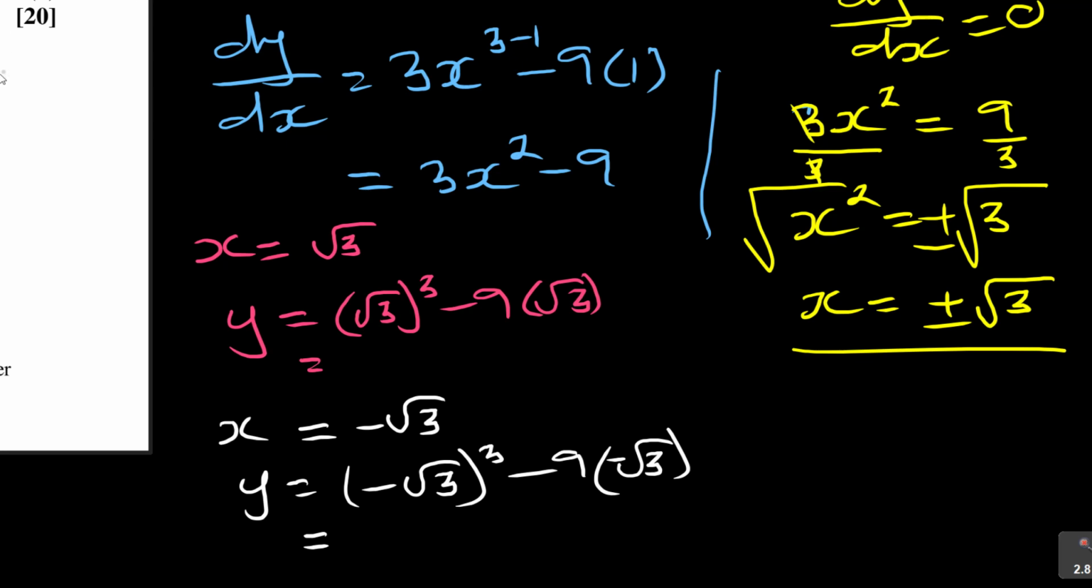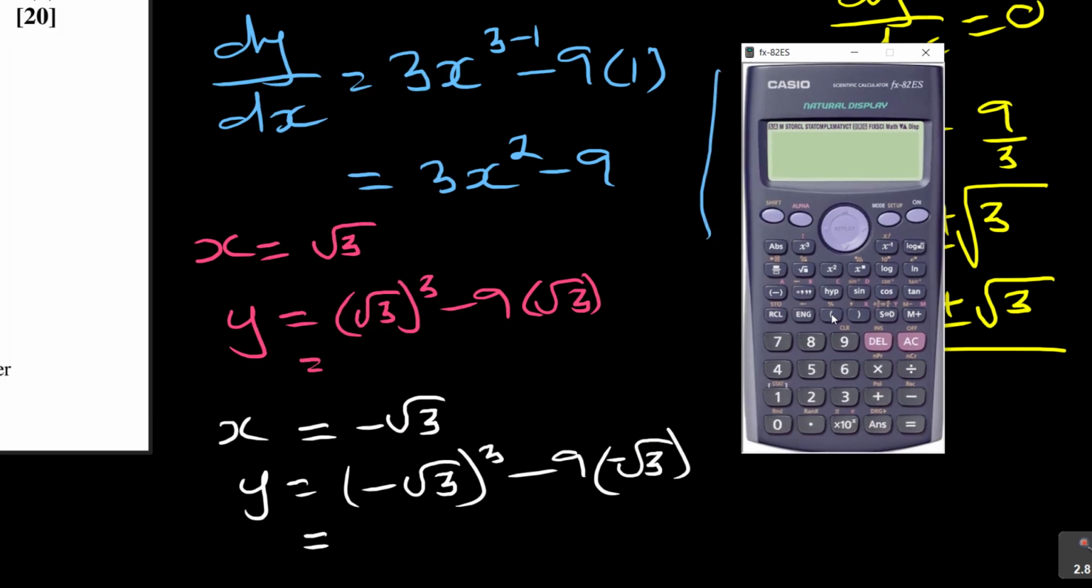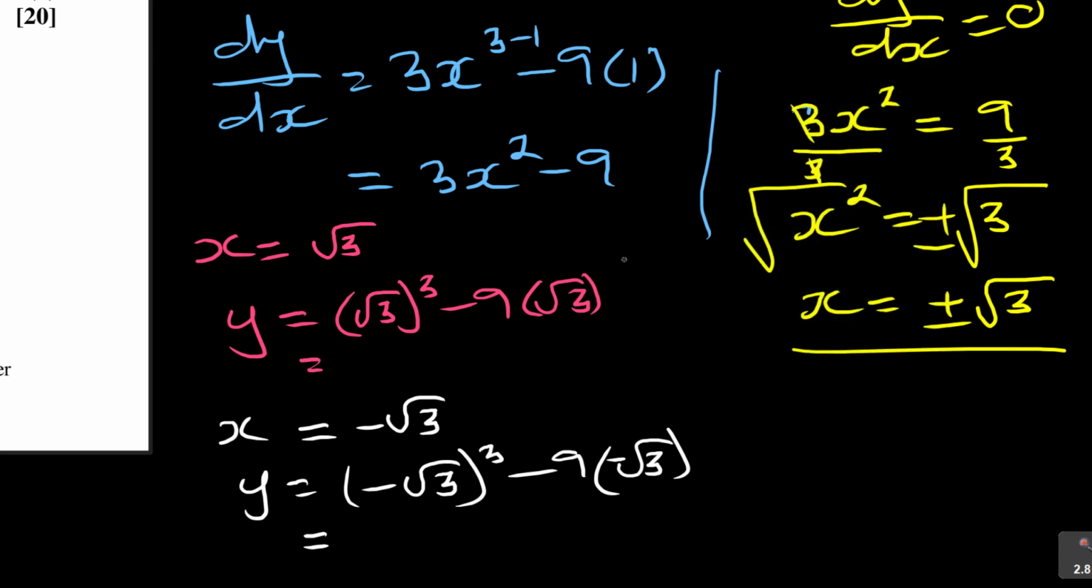So now let's start with the first one. You say bracket square root of 3, you close cubed, minus 9 square root of 3, and then the answer is negative 6 root 3. Now let's put the negative there for the other one: negative 6 root 3, positive 6 root 3. So this one is 6 root 3. If it's negative, it becomes positive. Then this one is negative 6 root 3.